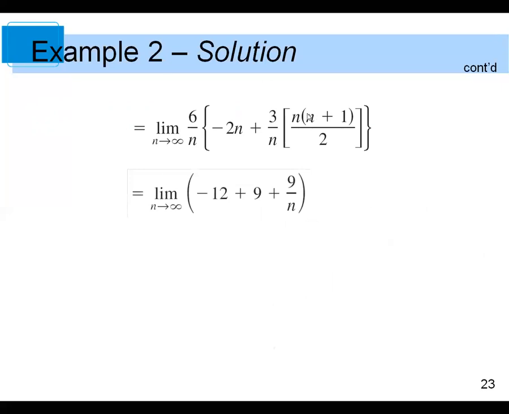Distribute and simplify. So if I distribute the 3, the n to the n plus 1, and the n over 2, and then the 6n to all of this, combine like terms, simplify, I get negative 12 plus 9 over n, which simplifies to negative 3 as n approaches infinity.